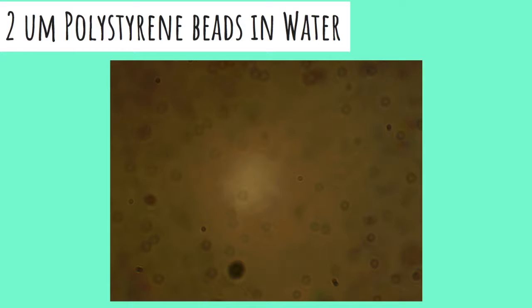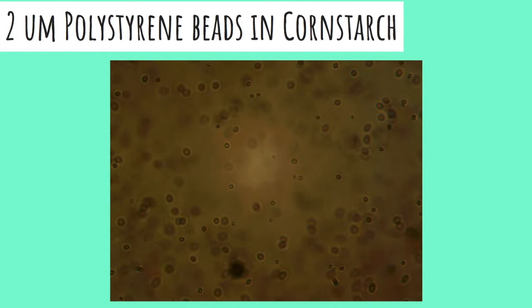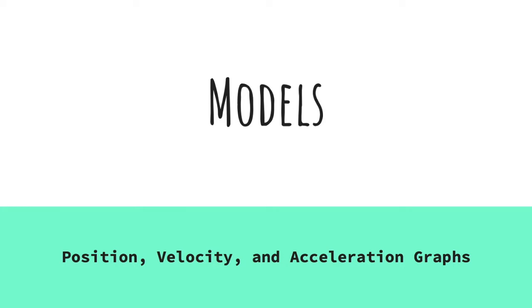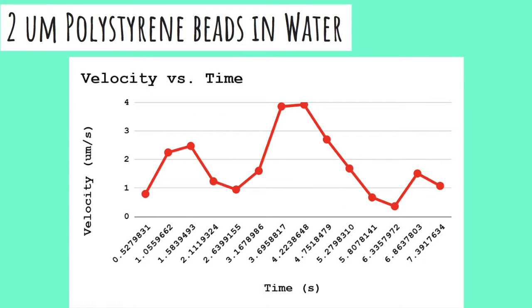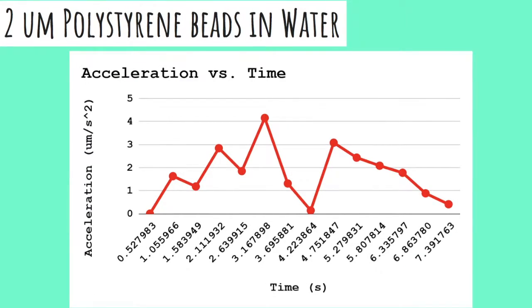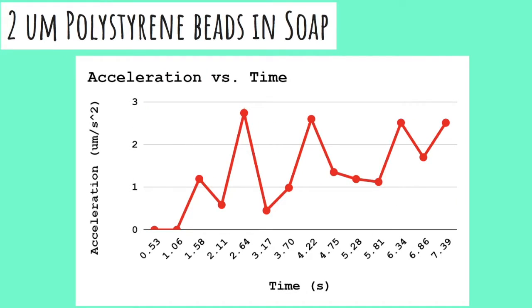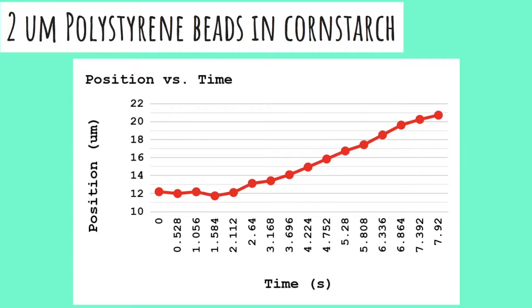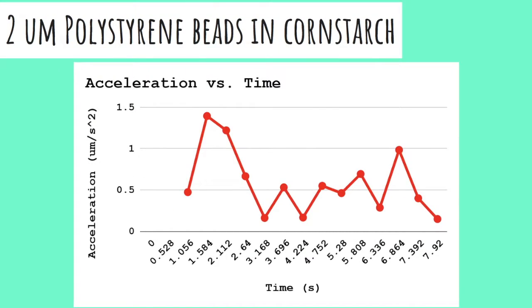Data collection. Our models are 2 micrometer polystyrene beads in water: position versus time, velocity versus time, and acceleration versus time. In soap: position versus time, velocity versus time, and acceleration versus time. In cornstarch: position versus time, velocity versus time, and acceleration versus time.